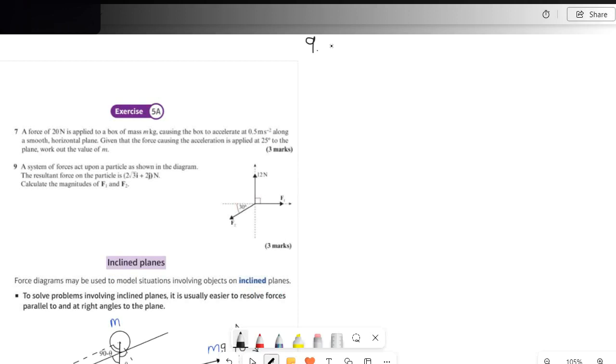For number 9, a system of forces act on a particle as shown in a diagram. The resultant force on the particle is 2 root 3 i plus 2j newtons. Find the magnitude of F1 and F2. So if we redraw the system, this will be the y-axis and this will be the x-axis. So if this is F1 and if this is 12 newtons, similarly this is F2 at an angle of 30 degrees.